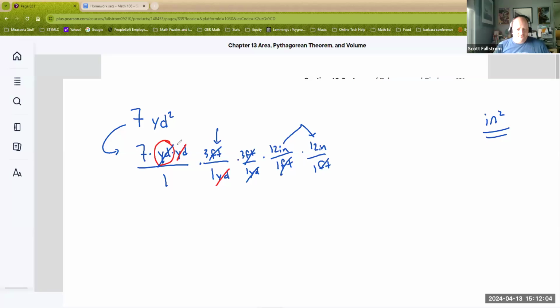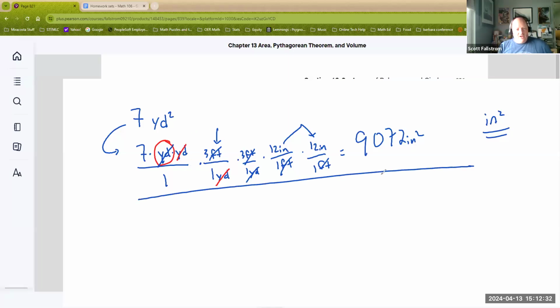I grab my calculator and I just multiply. 7 times 3 times 3 times 12 times 12. And there it is. So 7 square yards is equal to 9,072 square inches. Now, I said I'd show you 2 ways, right? This is one way. There's nothing wrong with this way. If you feel more comfortable doing this in this one piece right here, you can do this in 1 step.